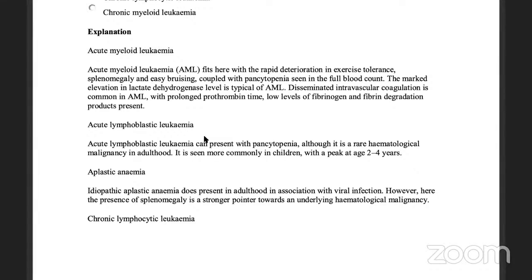Idiopathic aplastic anemia does present with that in adulthood. It is associated with viral infection. However, the presence of splenomegaly is a stronger pointer towards the underlying hematological malignancy.